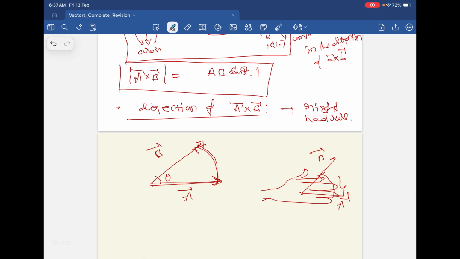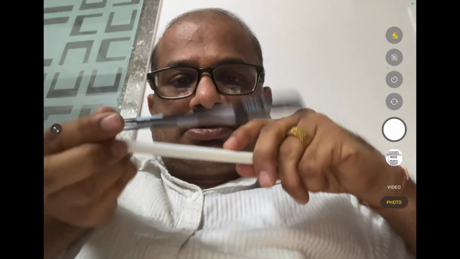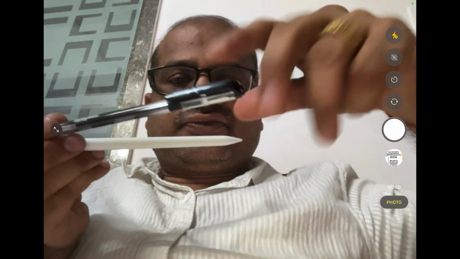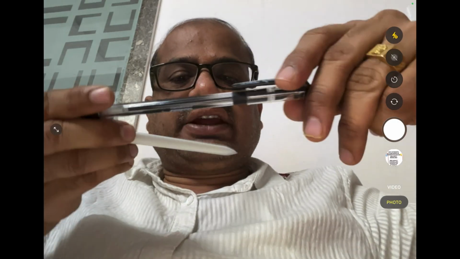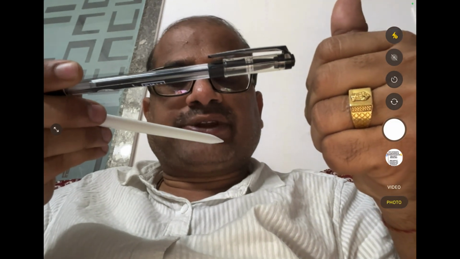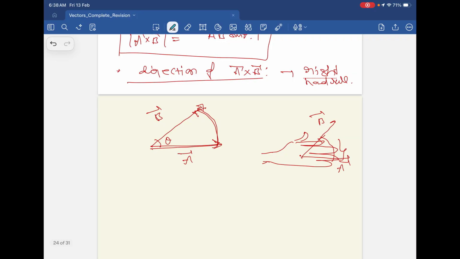So now just look at me, I will explain how it is. A to B, rotate. So A cross B, the thumb gives the direction of A cross B. Now you can understand. This white pen is A, and this pen is, say for example, B. At some angle they exist. You have to move A to B. A cross B we have to do, and that is called A cross B. Here A cross B, right? Look at me.